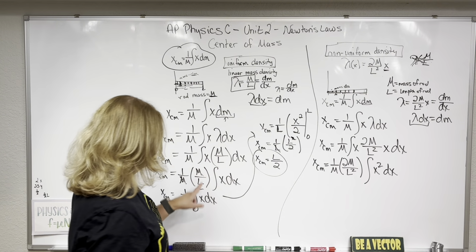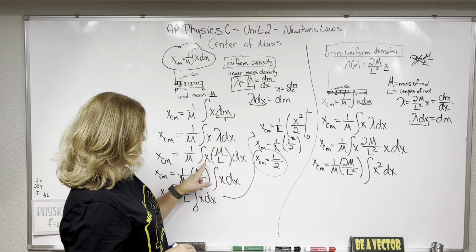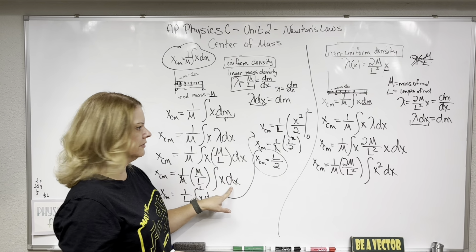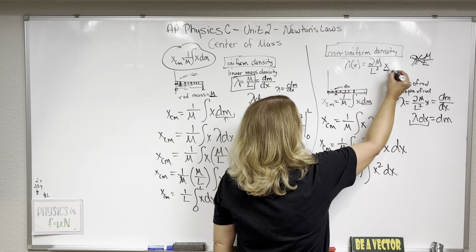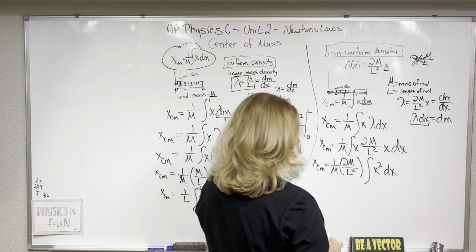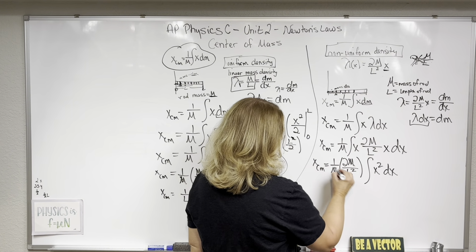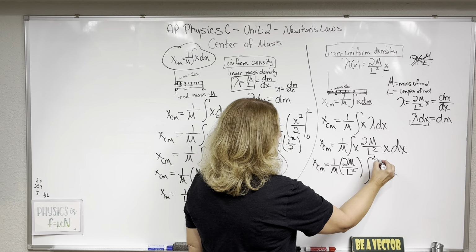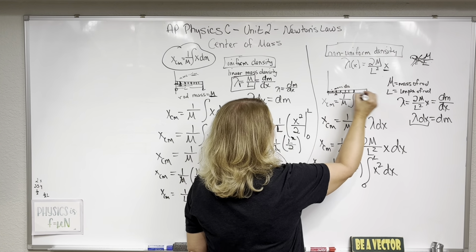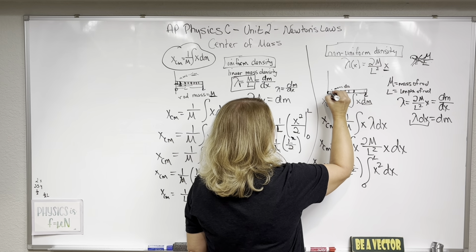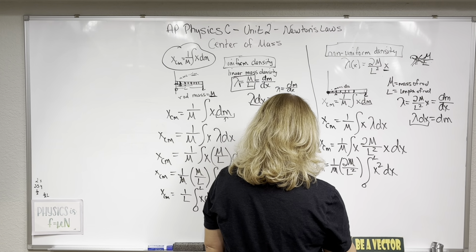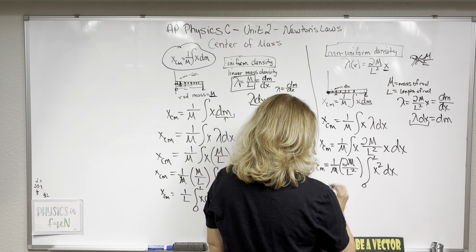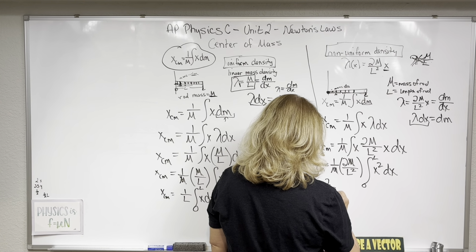Look, I have an extra x. Here was x dx. We have x squared dx here because we have this extra x that was in our linear mass density equation. I have a mass that cancels. I'm evaluating this from L to 0 because it's still the length of the rod to the origin at 0. So x center of mass equals, those masses cancel, I have 2 over L squared.